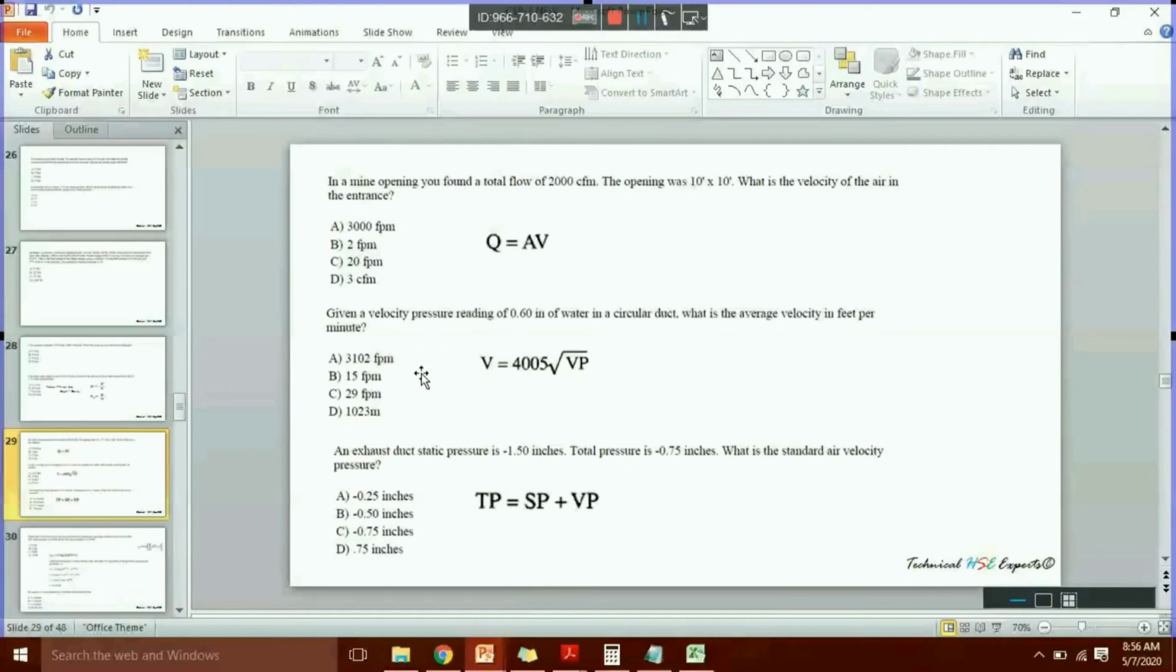Okay. Move to the third question. For an exhaust duct, static pressure and total pressure are given. They are asking for velocity pressure. So you know the formula: total pressure is nothing but static pressure plus velocity pressure. Directly substitute these values in the formula and tell me the option. Which option is it?